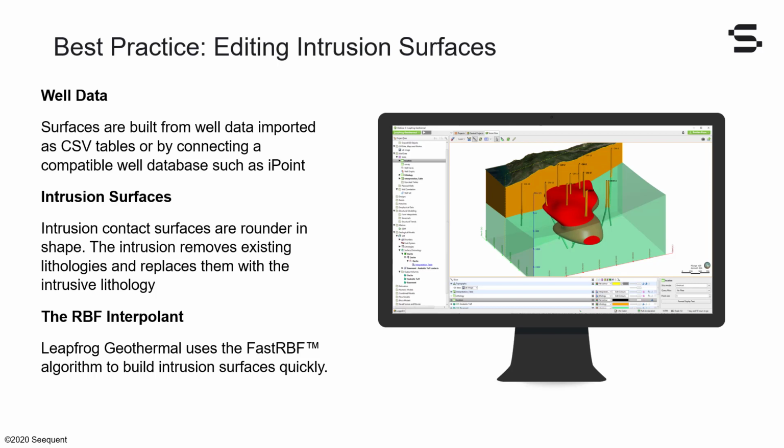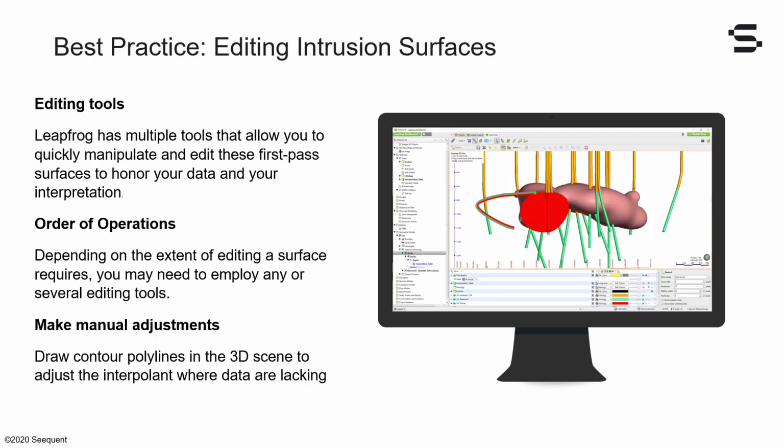To build surfaces, Leapfrog Geothermal uses the fast radial basis function, or fast RBF algorithm, which employs interpolation functions to estimate values from known data. This process is fast and dynamic. One of Leapfrog's core strengths is building initial surfaces directly from well data, without the need for extensive manual digitization.